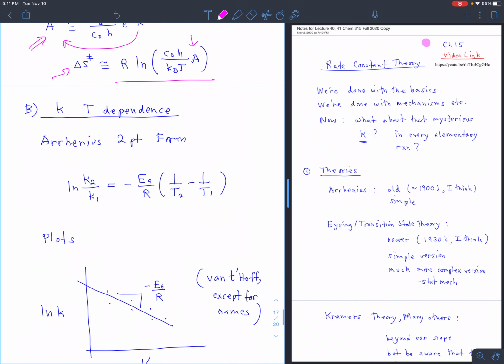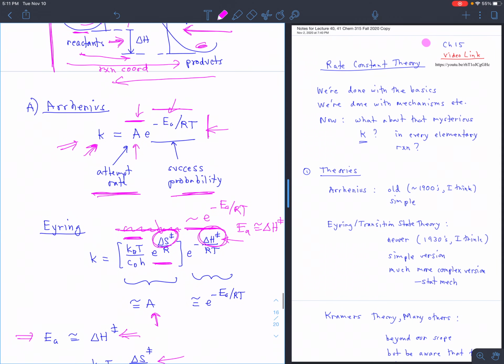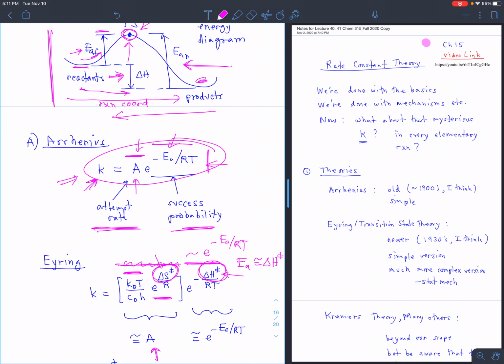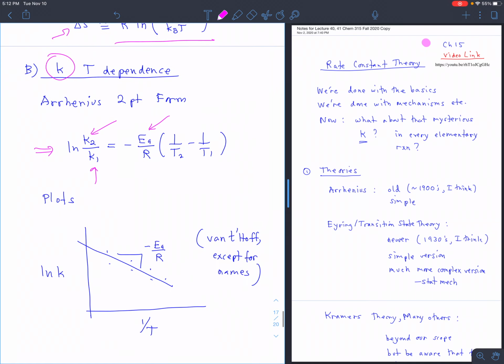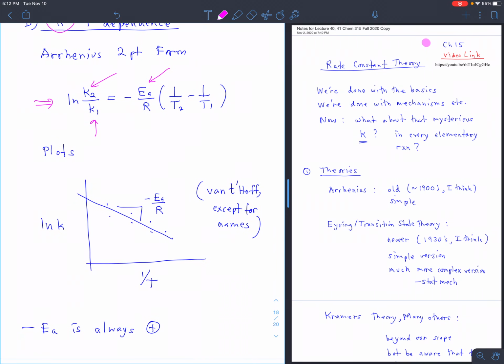All right, then we also talked about how the rate constant depends on temperature. That's one of the main things that Arrhenius theory and Eyring theory gives us, after all. One of the main kinds of problems that you encounter is you're given some data on how the rate constant depends on temperature, and you want to use that to extract the activation energy and ultimately the pre-exponential factor. This two-point form, which we derived earlier, is useful for that.